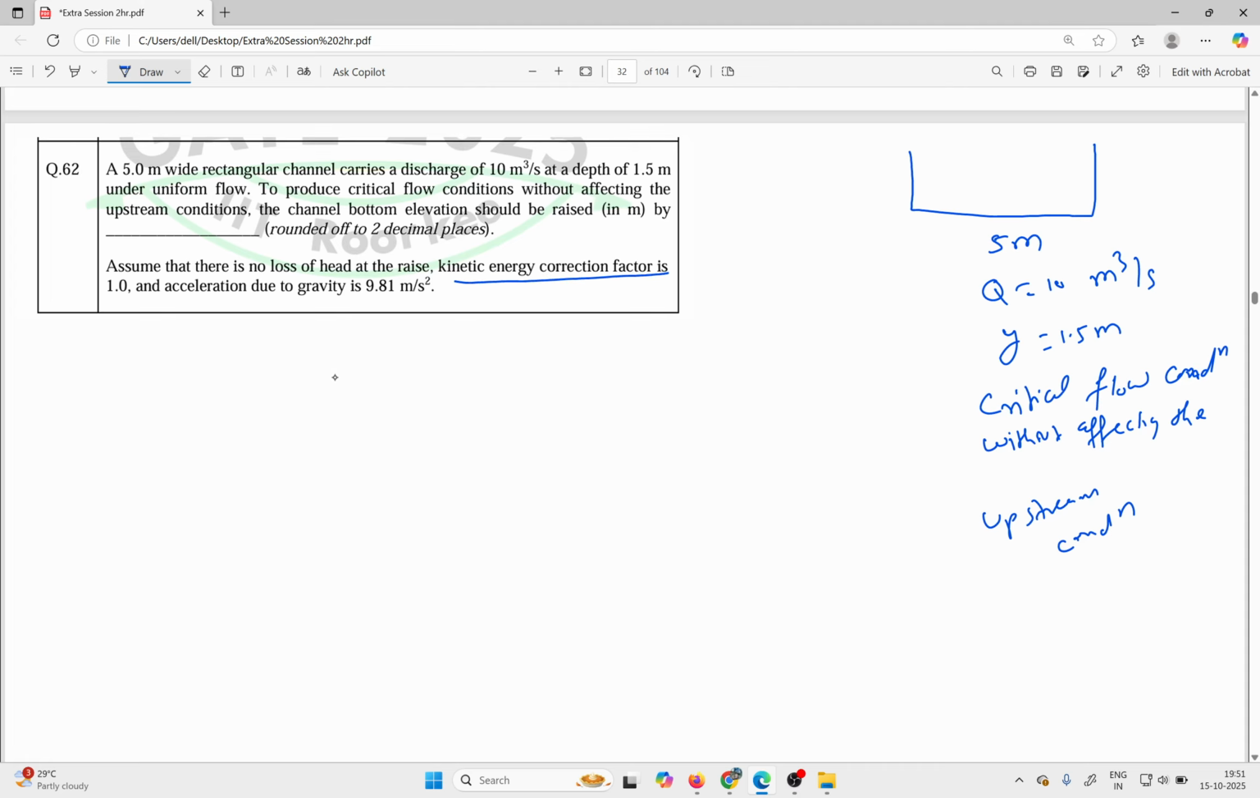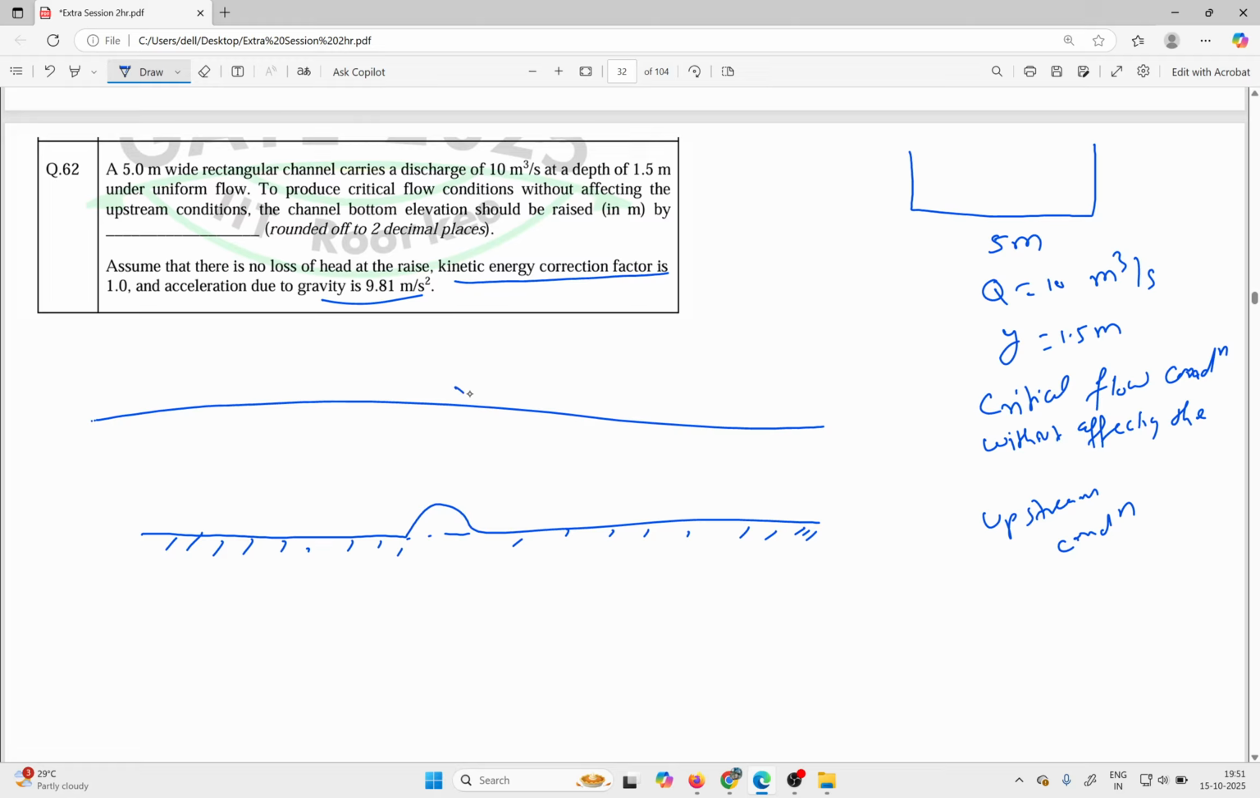Take the kinetic energy correction factor as 1 and acceleration due to gravity as 9.81. So how much will your bottom increase without affecting the upstream condition? This is your flow direction. How much should this be increased? So this is the question. You have a 5-meter rectangular channel. The condition is to produce the critical flow condition. Remember.